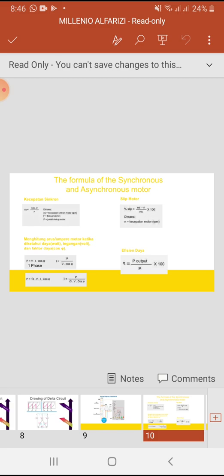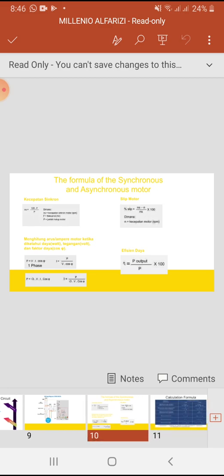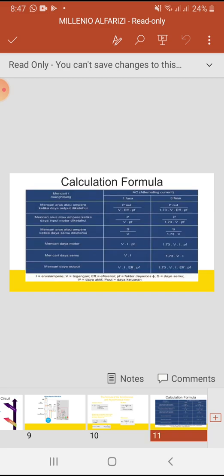The formulas of the synchronous and asynchronous motor. This is all the formulas. Calculation formula.